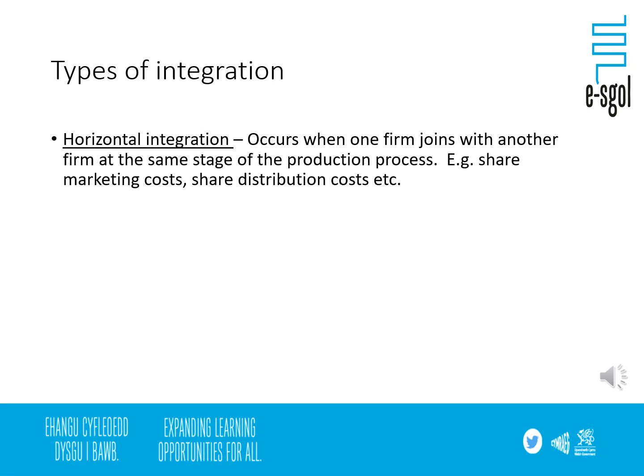One of the types of integration is called horizontal integration, and this occurs when one firm joins with another at the same stage of production process. So this could be, if two mobile phone companies came together. Think about horizontal integration as a straight line, a horizontal line where two businesses at the same point integrate together.